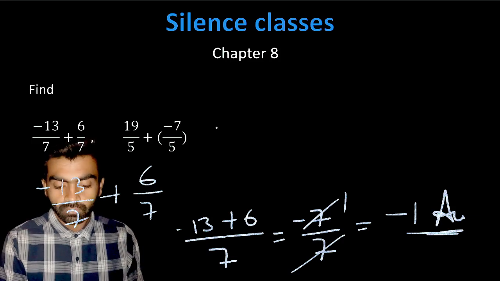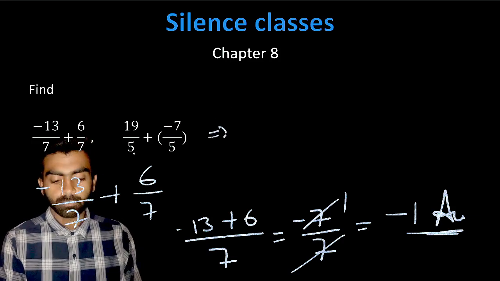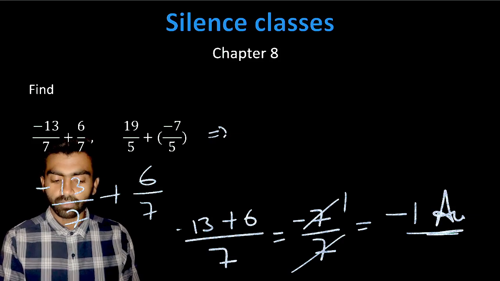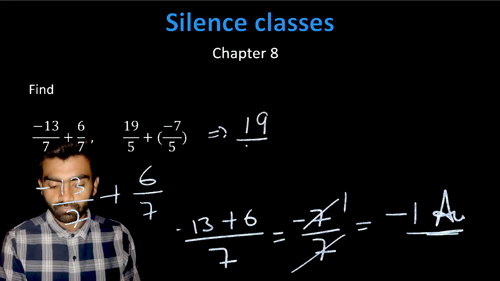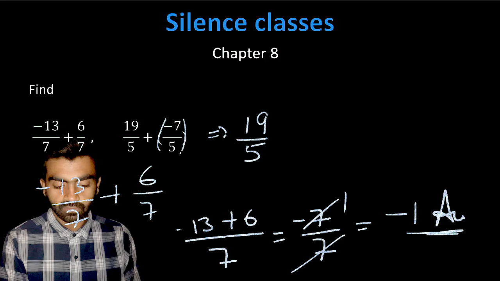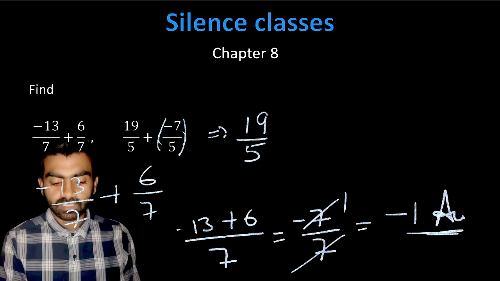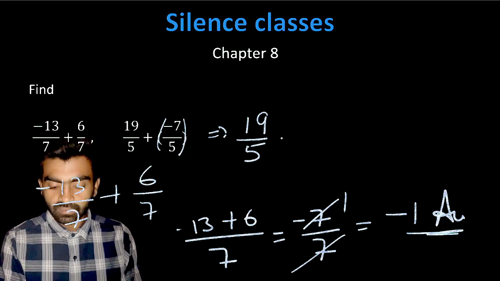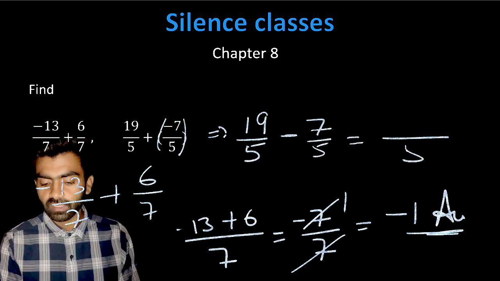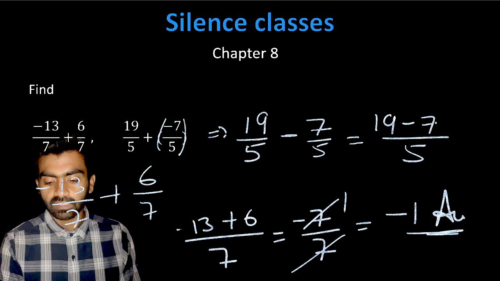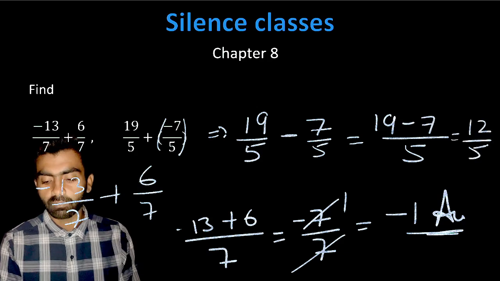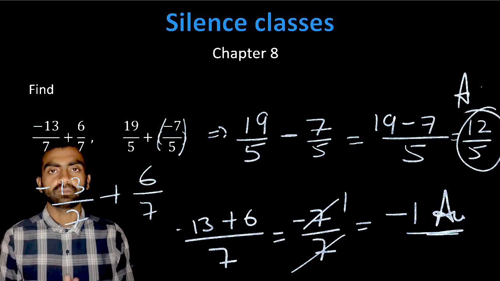Now 19 upon 5 and minus 7 upon 5, so we can write it down as 19 upon 5, and there's a bracket like this. Once we open the bracket, plus minus will become minus, so minus 7 upon 5. We can take the LCM 5, it will become 19 minus 7, so it will become 12 upon 5, and 12 upon 5 is the answer.